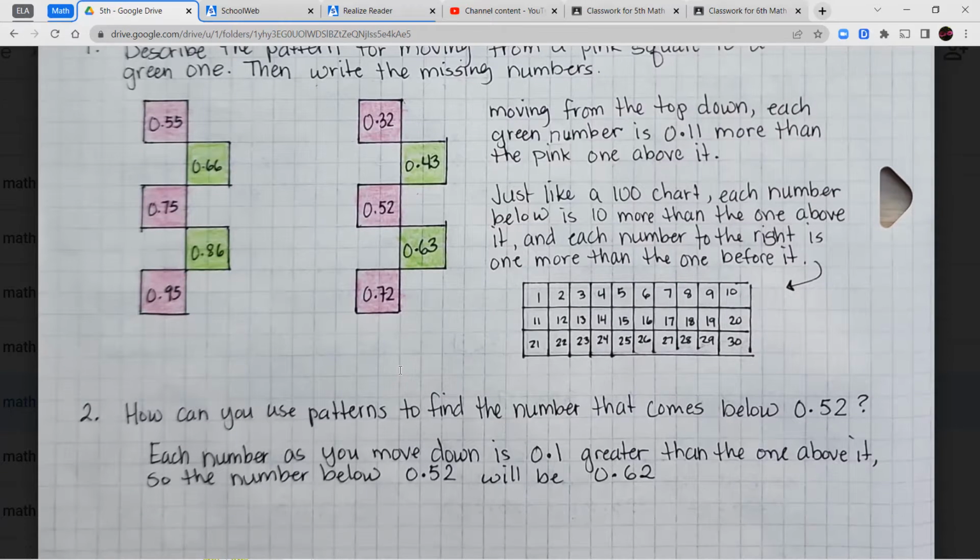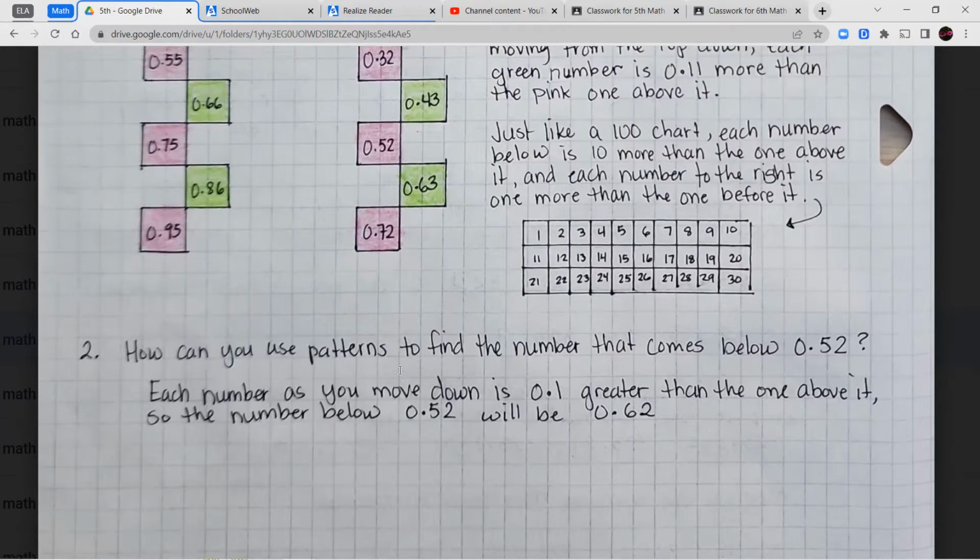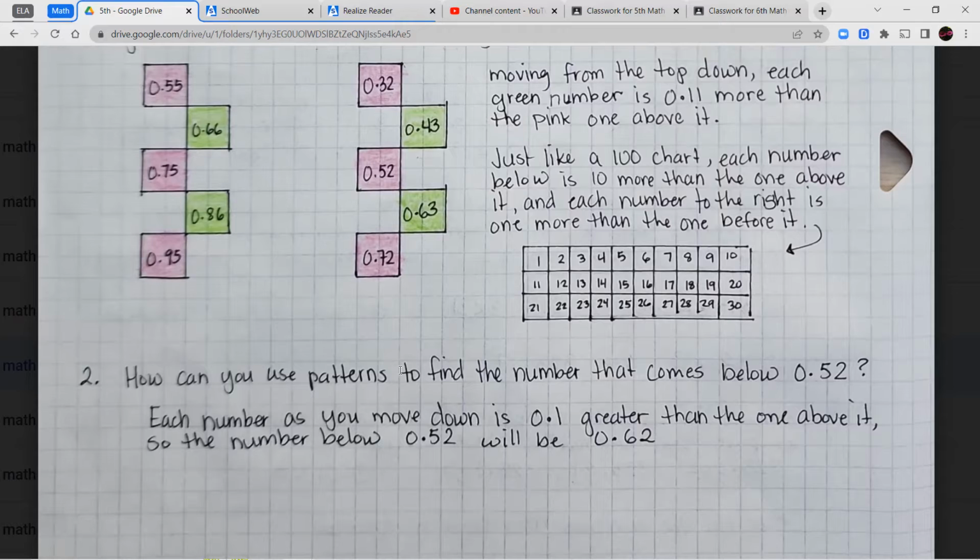And number 2, how can you use patterns to find the number that comes below 52 hundredths? We know that each number as you move down is adding a tenth to the one above it. So below 52 hundredths is going to be 62 hundredths. And then under that is 72 hundredths, and it would continue onward.